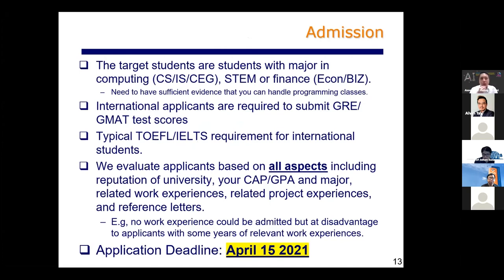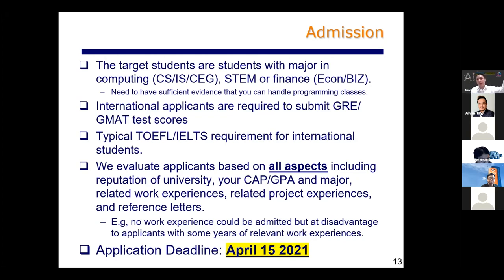So the admission detail information you can find from the website. The target students we try to admit are the students whose undergraduate training is in computing, CS, IS, CEG. This group of students probably have less problem in taking the core modules. We will also admit students from finance, but I hope they can provide some evidence to show they can handle the programming classes, right?